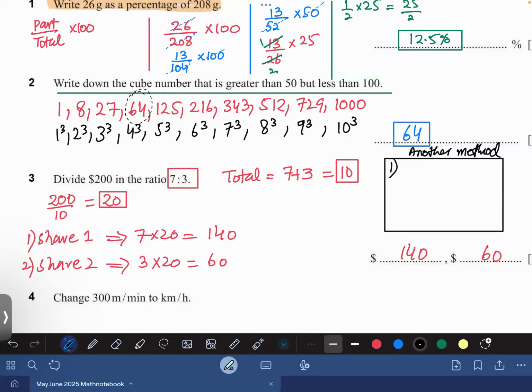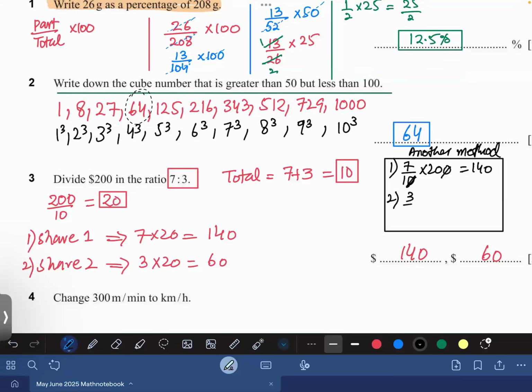Share number 1 is 7 out of 10 multiplied by 200. Sorry, my bad, it is 10 not 20, I wrote that by mistake. It's 7 shares out of 10 multiplied by 200. So I can cancel this 0 with this 0. So 7 times 20 is 140.